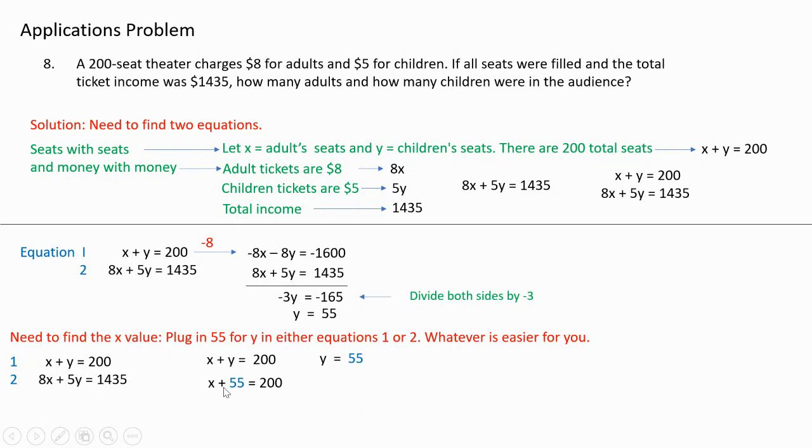Y equals 55, right? So I'm going to plug in 54 for y. There it is. So subtract 55 to both sides. So x equals 145. What does that mean? That x equals 145 and y equals 55. But what does x represent? Adult seats. And what does y represent? Children's seats. So that's my solution. Okay? And this is how you can apply it to a real life situation.